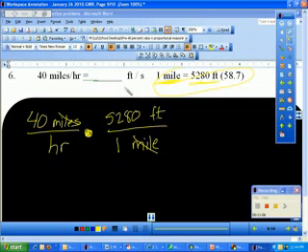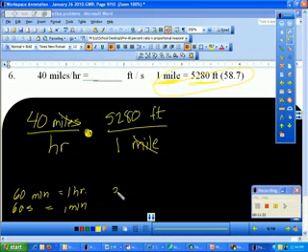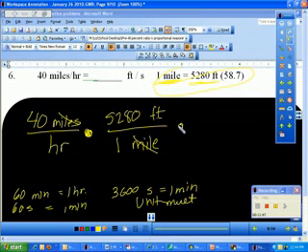Okay, now we're going to go from hours to seconds. So we're going to use the unit multiplier. So if we think about this, there's 60 minutes in every 1 hour. Then there's 60 seconds in 1 minute. So that means that there's going to be 3,600 seconds in 1 hour. So I'm going to use this unit multiplier. 3,600 seconds equals 1 hour.